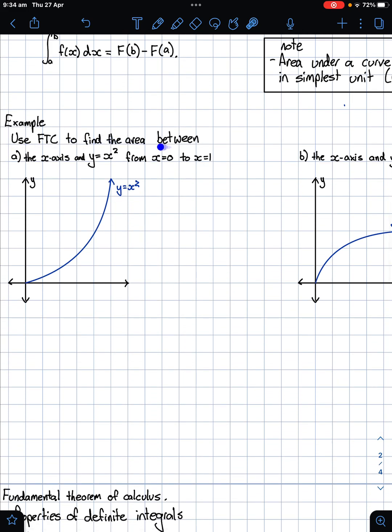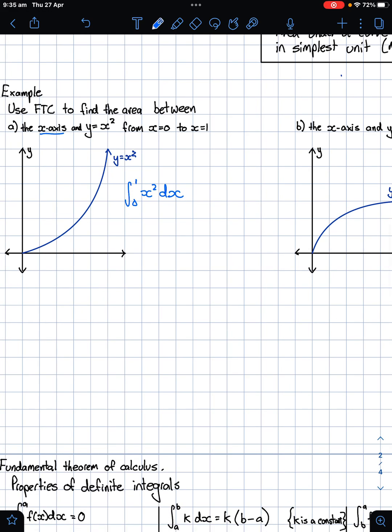Use the fundamental theorem to find the area between the x-axis and y equals x squared from x equals 0 to x equals 1. So we're looking here at the integral, the area from 0 to 1 of x squared with respect to x. That's because we've got the x-axis there. So what we do here, I'm just going to double check. They've done it a little bit different here, so I'm going to follow what they've done. We will see a slightly different method in a bit.